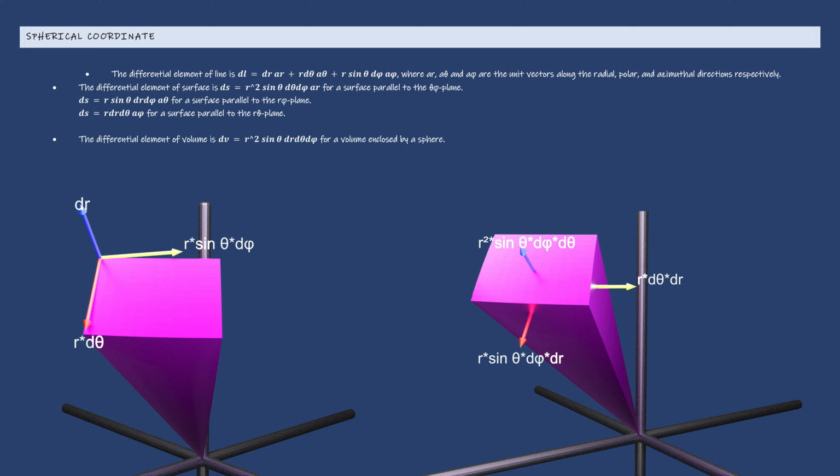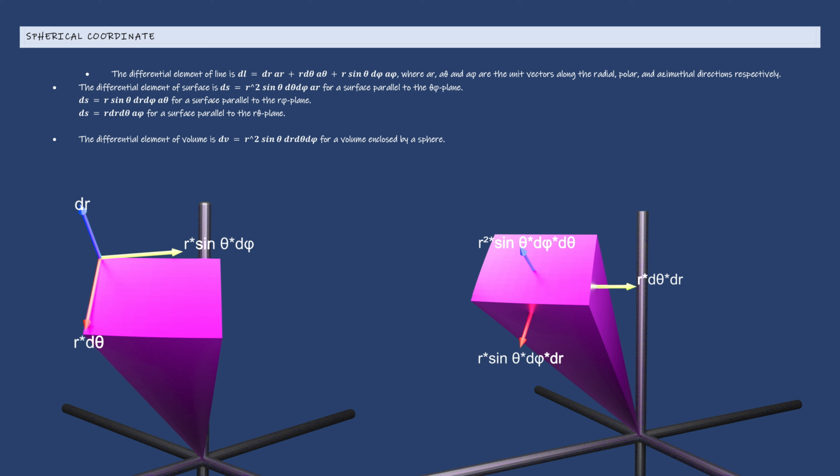Similarly, if the surface is parallel to the r phi plane, then ds equal r sine theta dr d phi a theta, and if the surface is parallel to the r theta plane, then ds equal r dr d theta a phi.